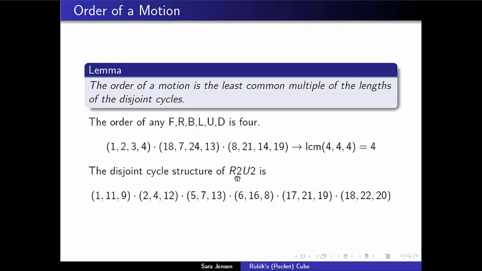Similarly, if we were going to take that R2U2 that we looked at and write it in its disjoint cycle notation, we would get a whole bunch of 3 cycles: 1, 11, 9 goes back to 1, 2, 4, 12 goes back to 2. We would actually get 6 different 3 cycles, but it doesn't matter if I have 6 different 3 cycles. The least common multiple of 6 copies of 3 is still 3, and so this fact seems to verify our intuition and what we've seen so far for 2 different examples of motions of the cube.